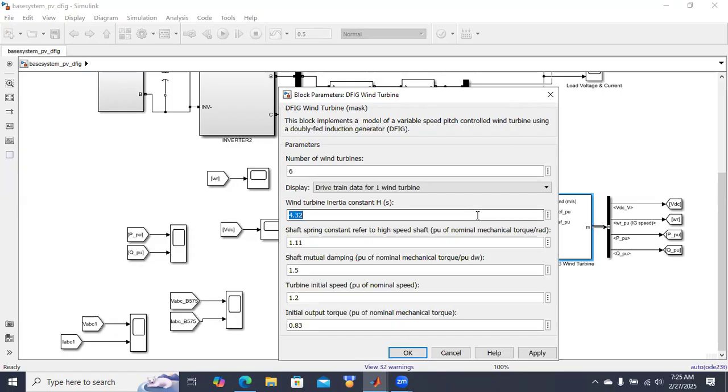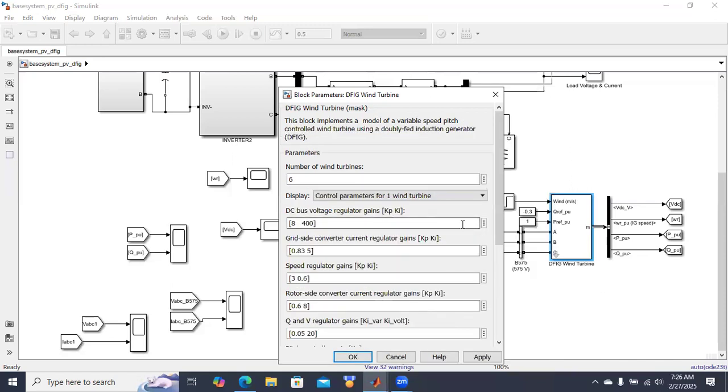Okay, and this is the drive train, that is how much the torque should increase from wind turbine to generator. The shaft is connected. Here, for one single rotation of the wind turbine, how much rotation should be provided to the generator, that is provided here. The torque can be adjusted here.